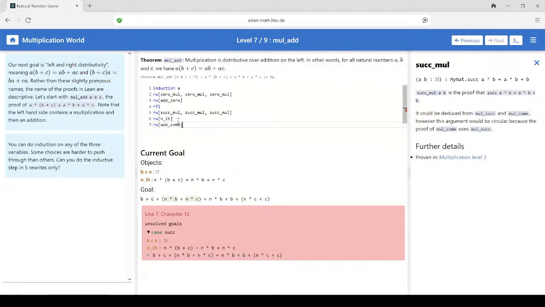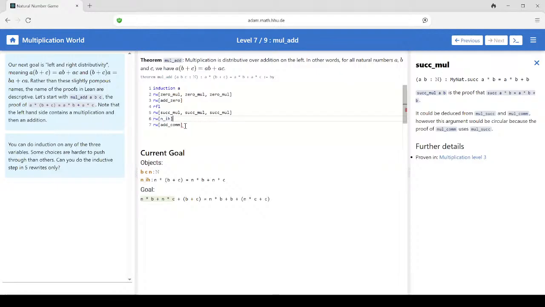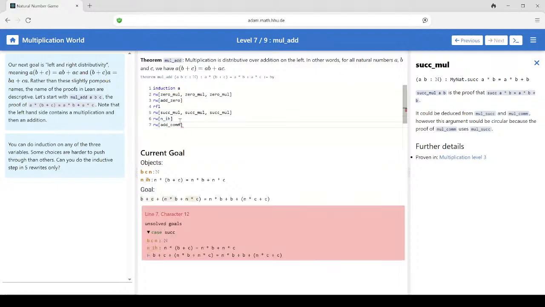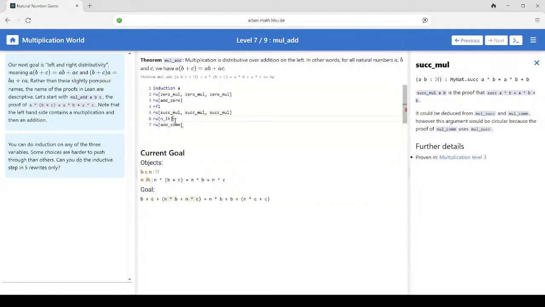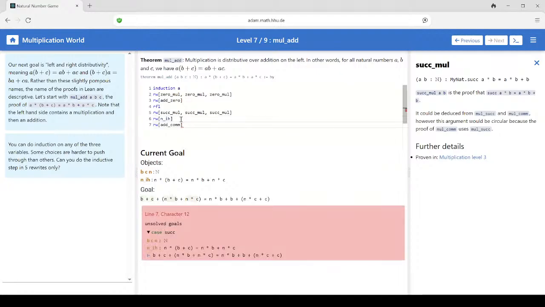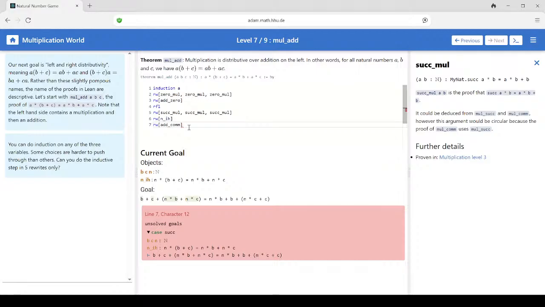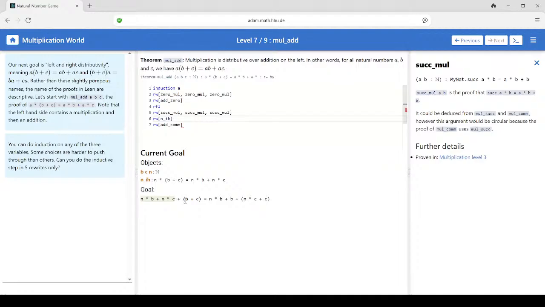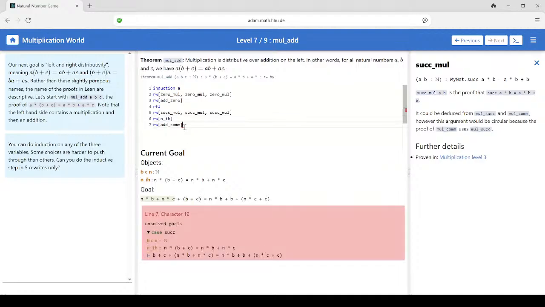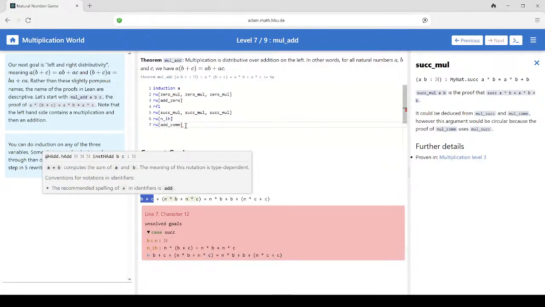Well, that did something. There's so many variables at this point. It's so hard to comprehend all of it. What did this do? We went from n times b plus n times c to n times b plus n times c. Okay. All we did was take this and put it at the beginning instead. That's all that did.